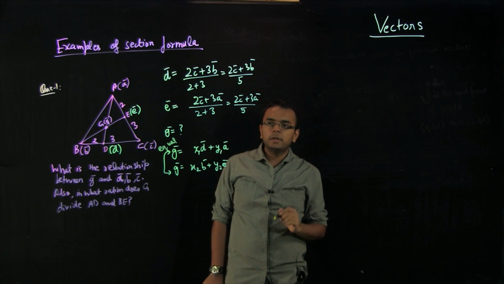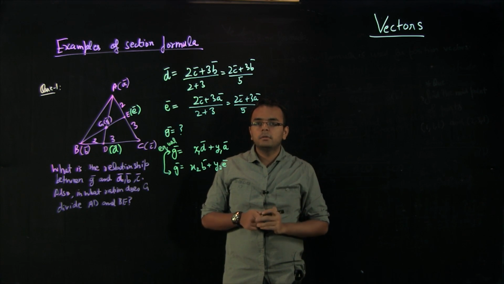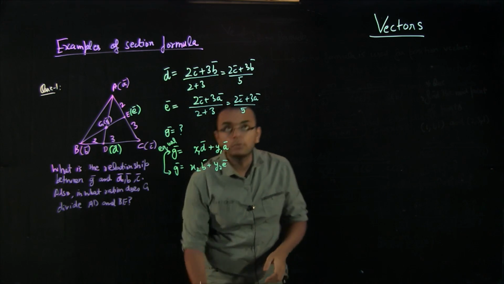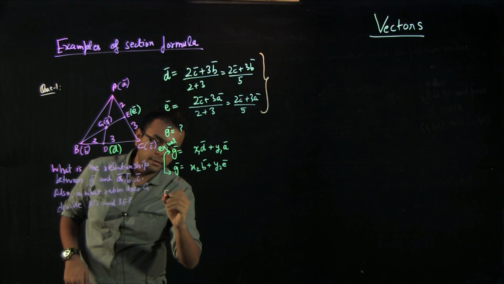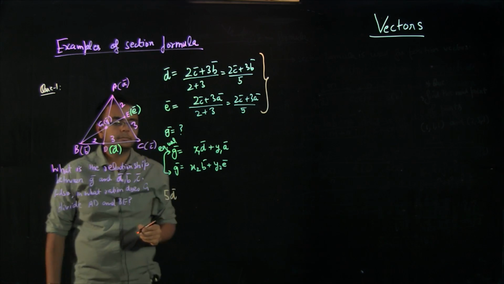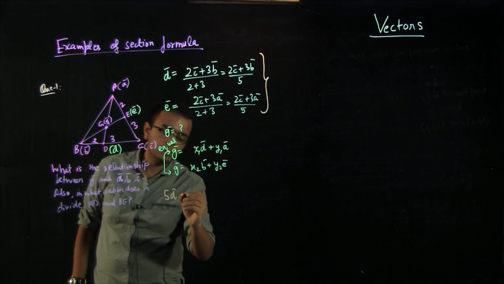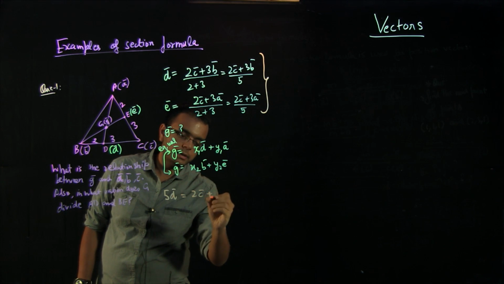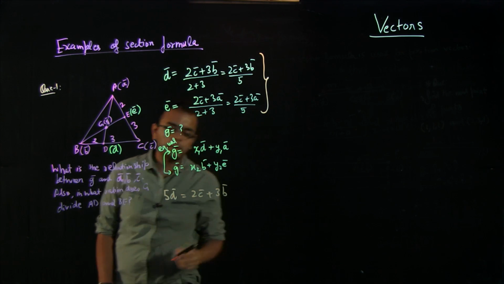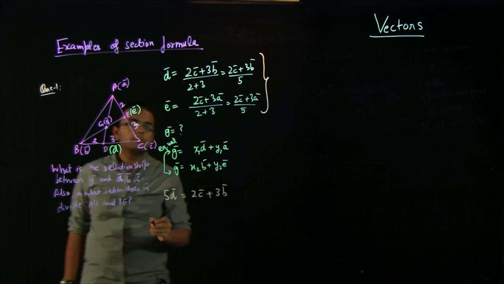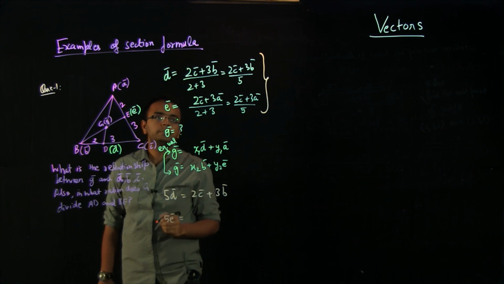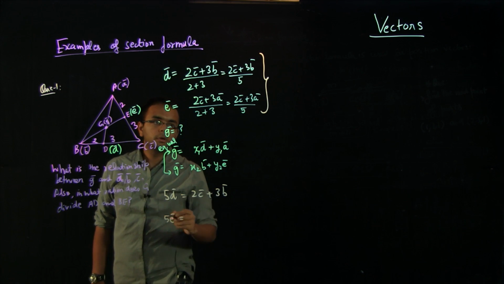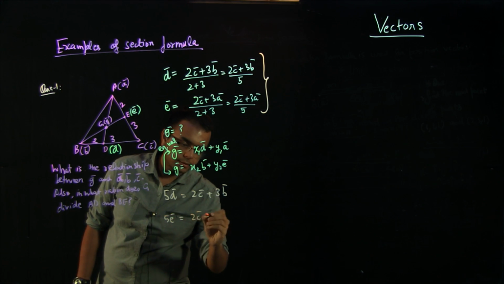Now here comes the trick. What we can do is we can also write these equations like this: 5D vector is equal to 2C vector plus 3B vector. Similarly, 5E vector is equal to 2C vector plus 3A vector.